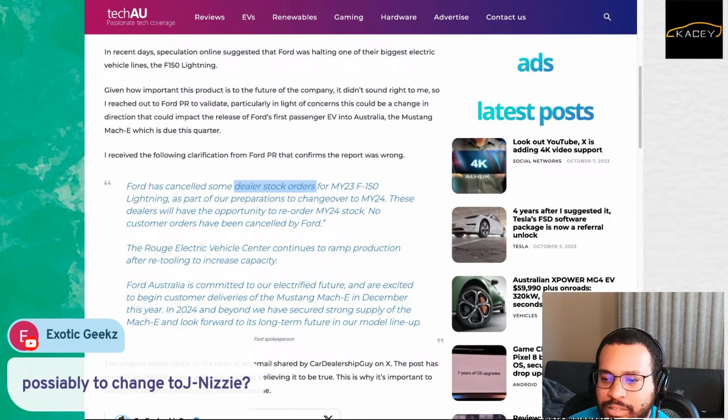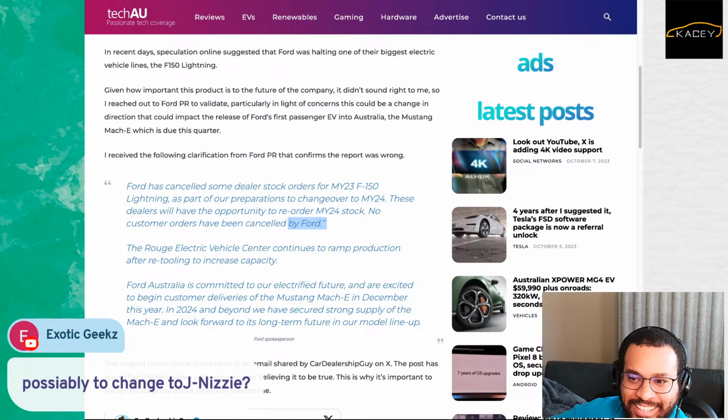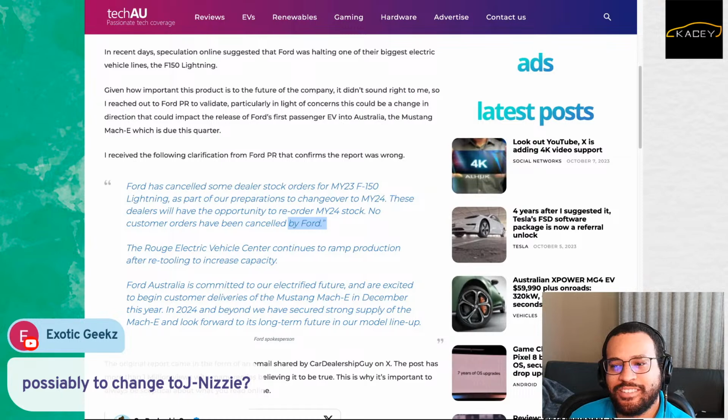As part of our preparations to change over to model year 2024, these dealers will have the opportunity to reorder 2024 stock. Yeah, but again, they didn't know somebody's name was on it. That's why the name didn't get moved. They thought it was going to sit on the lot. No customer orders have been canceled by Ford. Yeah, so if you just put somebody's name on the board, like I used to do when I was selling Hondas, and they want to cancel the orders, it makes perfect sense. The name on the board worked for us because we weren't selling EVs. They were just Civics, Accords, Odysseys. Come on. There'll be more.